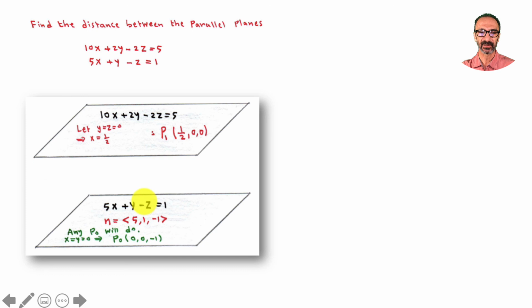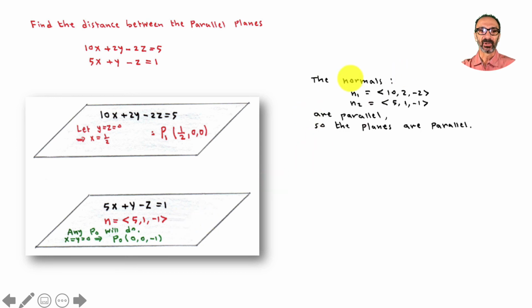To find a point here, which in the notes is called P sub 0, I just plugged in 0 for X, 0 for Y, and I came up with negative 1 for Z. 0, 0, minus Z equals 1, so Z equals negative 1. Okay, now we have the whole thing. The normals are 10, 2, negative 2, and 5, 1, negative 1, so the planes are parallel, so my graph is correct.